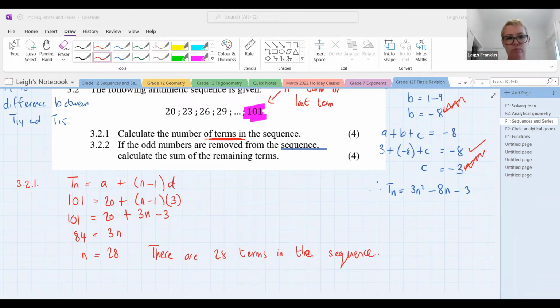Ma'am, I didn't get the answer of 28. I got something else. Okay, what did you get? I got 39.3. Oh, okay. All right. So there's no way that your answer can be a decimal when you're working out n, because n always has to be a natural number. So that means it has to be 1 or 2 or 3 or 4, etc. Did you also have 101 equals 20 plus n minus 1 times 3?